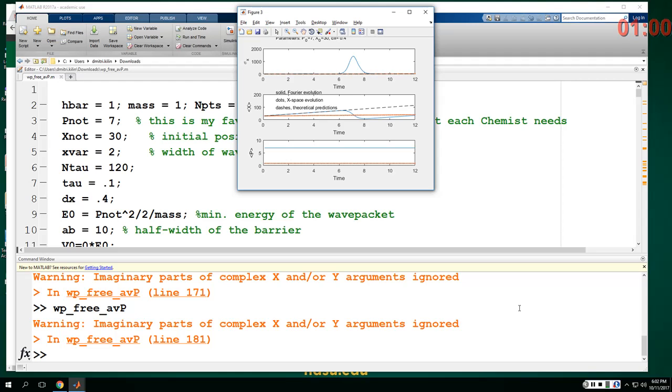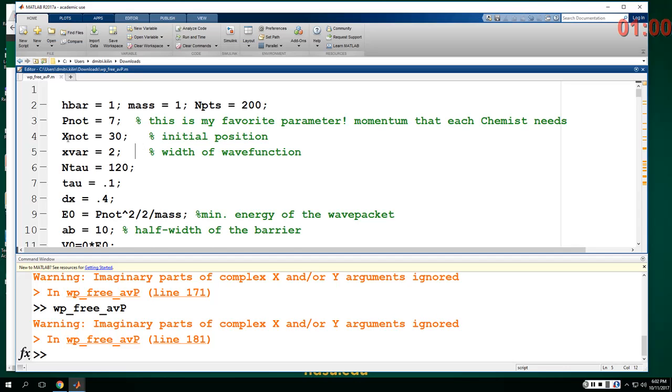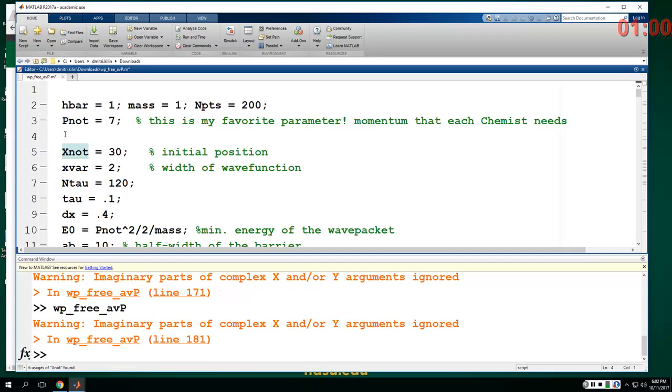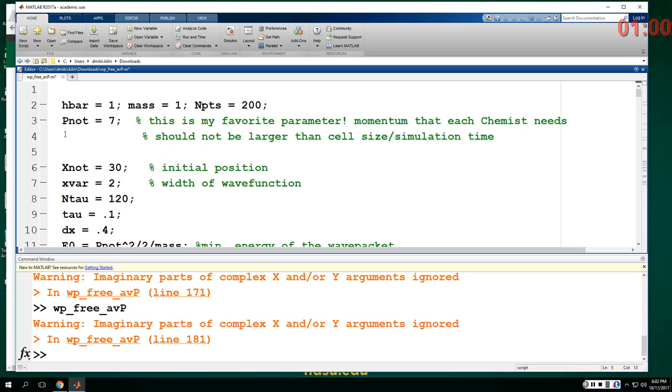Let me record it. So P naught should not be larger than cell size divided by simulation time. Note: boundary conditions.